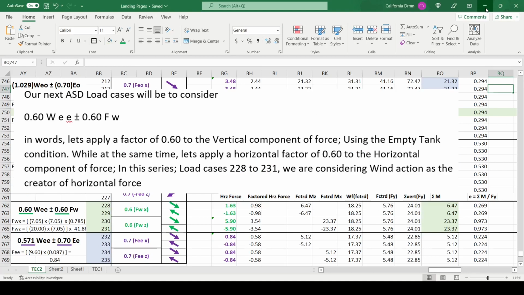Our next ASD load case will be to consider 0.60 WEE plus or minus 0.60 FW. In words, let's apply a factor of 0.60 to the vertical component of force, using the empty tank condition, while at the same time, let's apply a horizontal factor of 0.60 to the horizontal component of force. In this series, load cases 228 to 231, we are considering wind action as the creator of horizontal force.